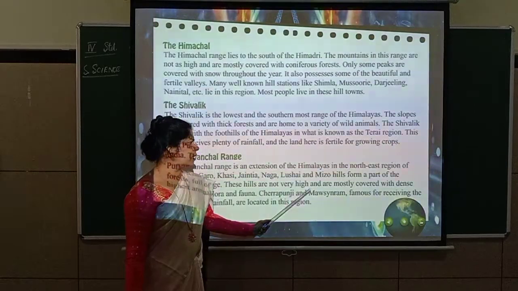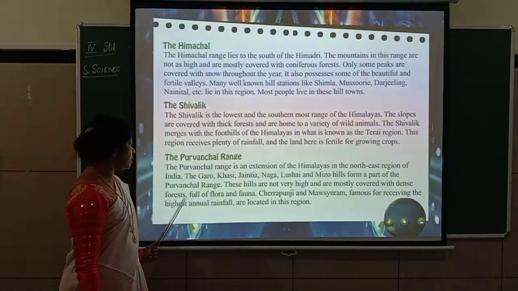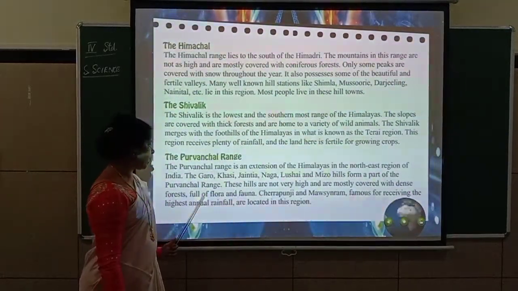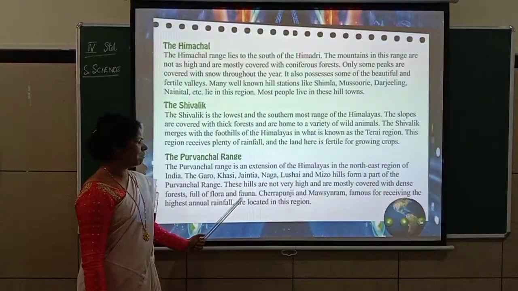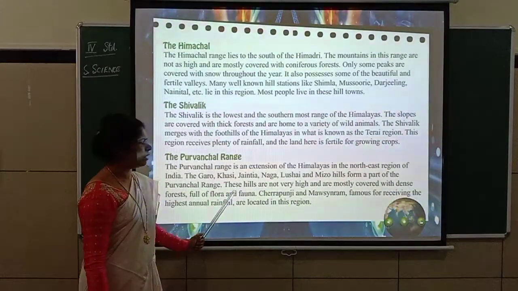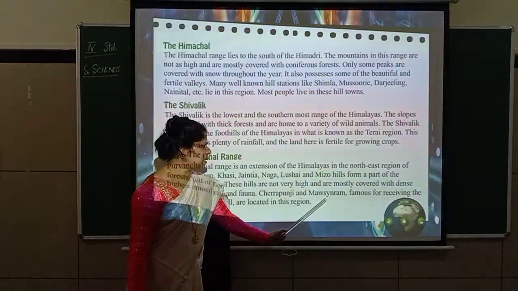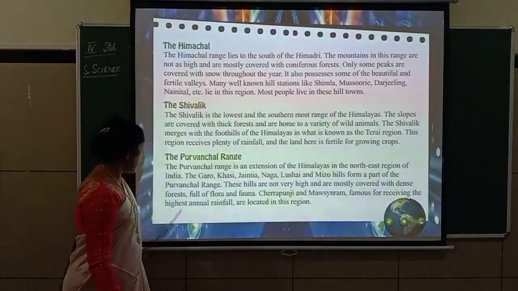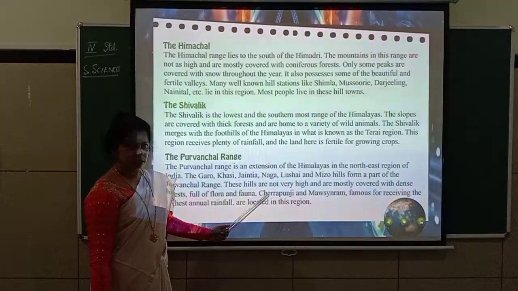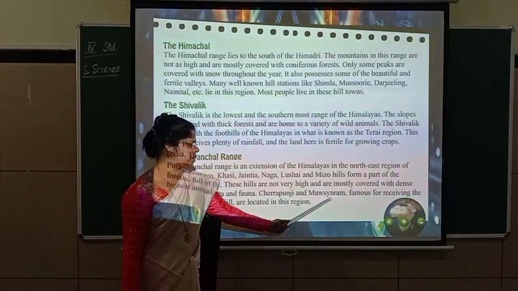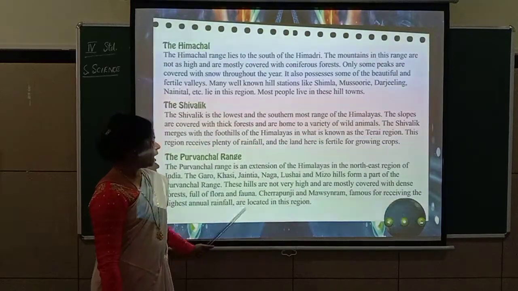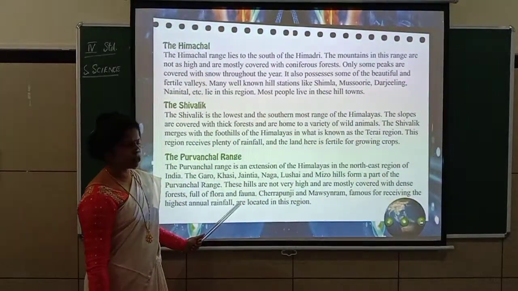These hills are not very high and are mostly covered with dense forest full of flora and fauna. So here also it is a thick forest covered with a lot of flora, meaning plants. Fauna means animals. You find different types of plants as well as animals, flora and fauna. Cherrapunji and Mawsynram, famous for receiving the highest annual rainfall, are located in this region. So throughout the year we normally find rainfall, especially at Cherrapunji and Mawsynram. They are famous for receiving the highest annual rainfall every year. Where are they located? In the Purvanchal range.